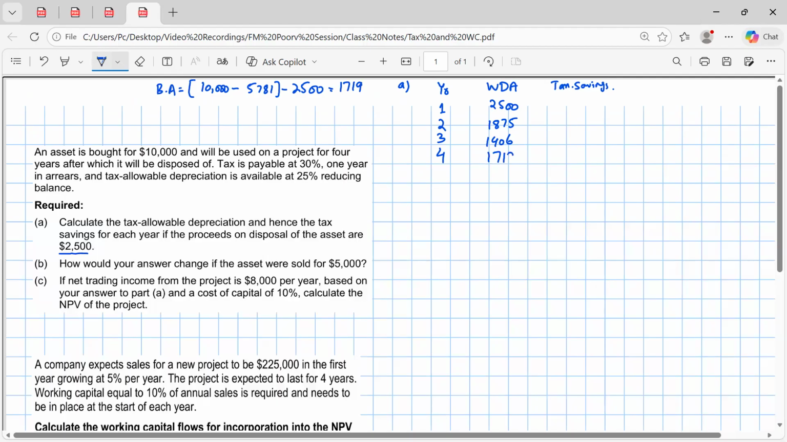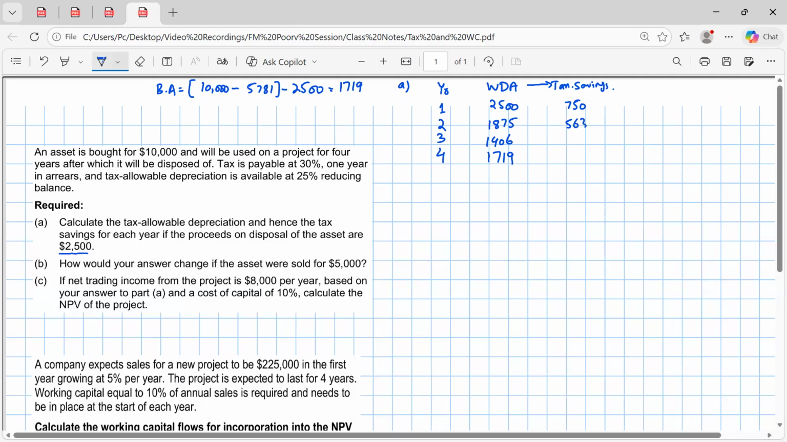Now calculate the tax savings. Multiply the WDA with the tax rate, which is 30%. So 2,500 times 30%. 750. And for the year 2, 525? How did you calculate that? 750, 562. 563.